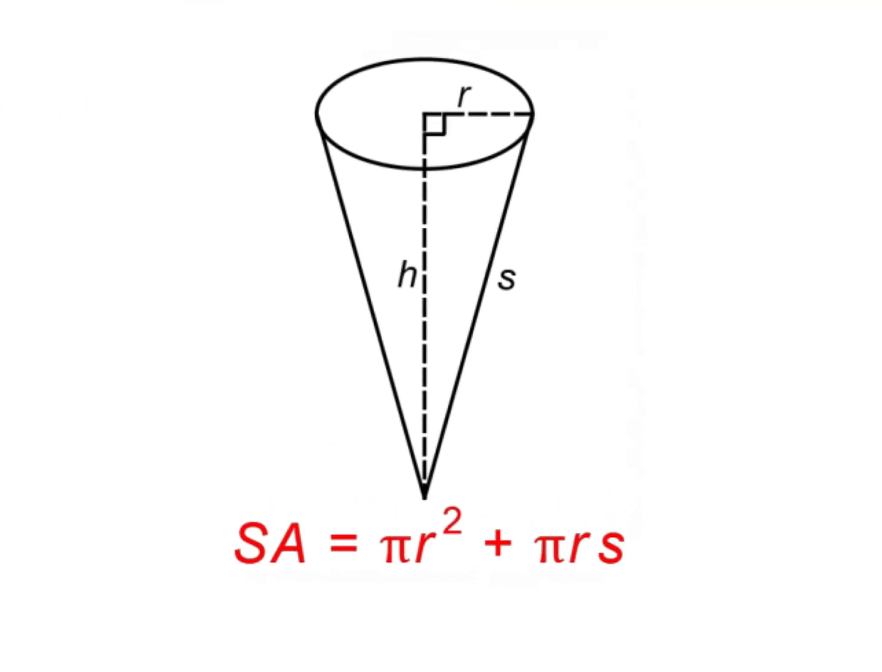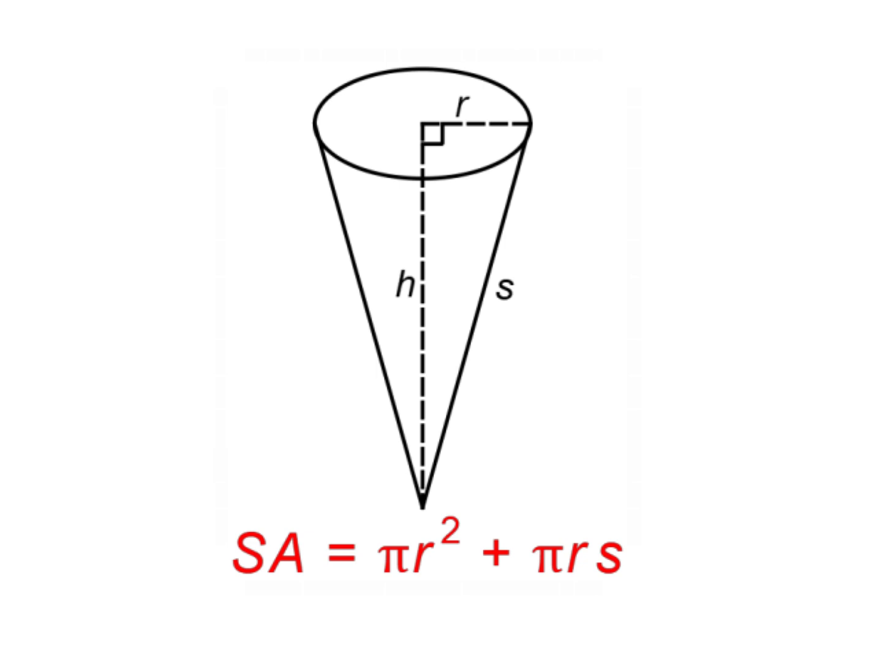The formula for the surface area of a cone is pi r squared, and the pi r squared part deals with the circular base, plus pi r s. Now pi r s deals with this part of the cone.